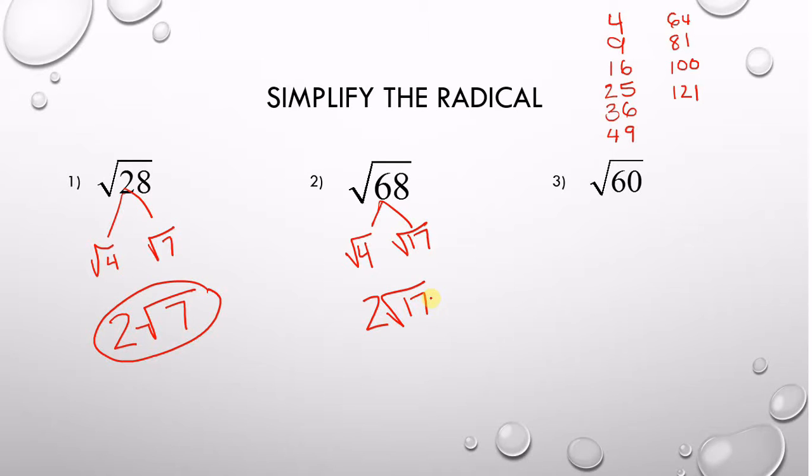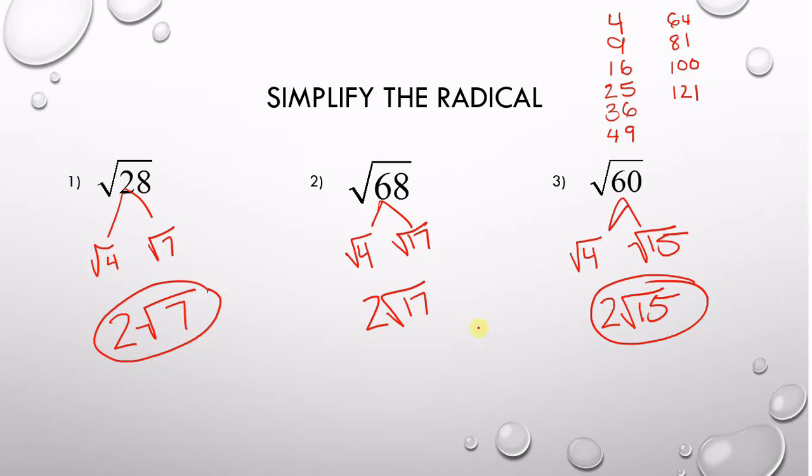Follow me so far? What about 60? What could we take out of 60? Can we take a 4? I think we can. What's 60 divided by 4? I think it's 15, right? So square root of 4, that's just 2 square roots of 15.